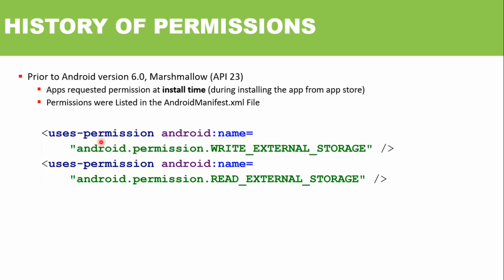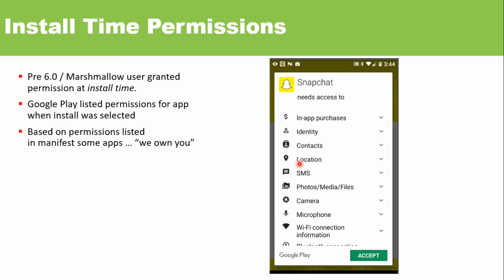You use the user's permissions, okay, and then the Android permission, which is WRITE_EXTERNAL_STORAGE or READ_EXTERNAL_STORAGE. So these are some of the permissions which will access my external storage, and these used to be listed in my AndroidManifest.xml file.